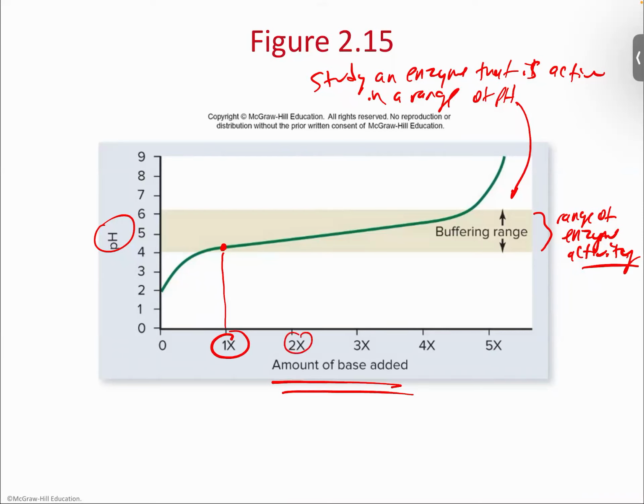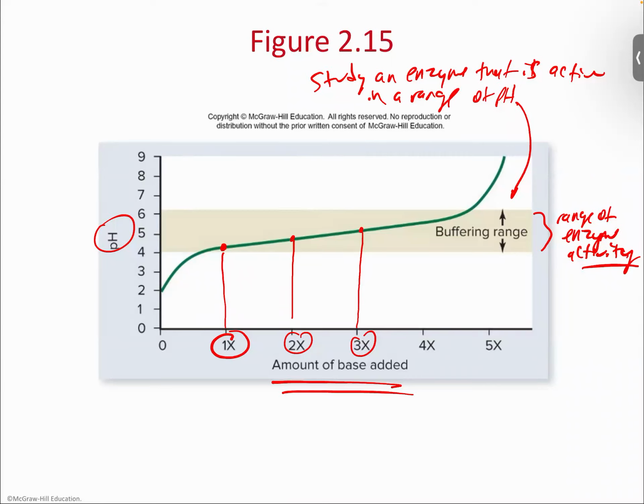Twice as much base is going to get you a little higher in the range, but still you're sub 5. You're not even up to 5 yet, okay? Because you've gobbled up and mopped up all those basic ions in there. Let's add triple the amount of base. This is getting insane now. You notice you're just now at 5, maybe a little north, but you're still well within your buffering range.